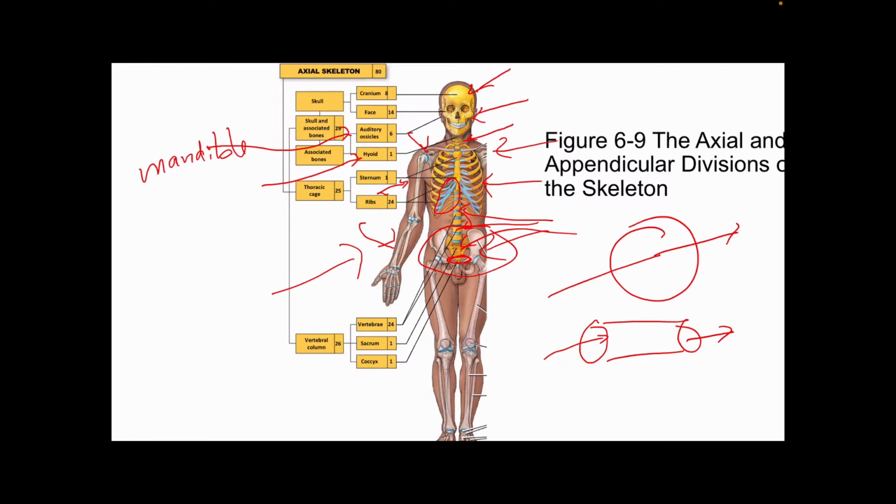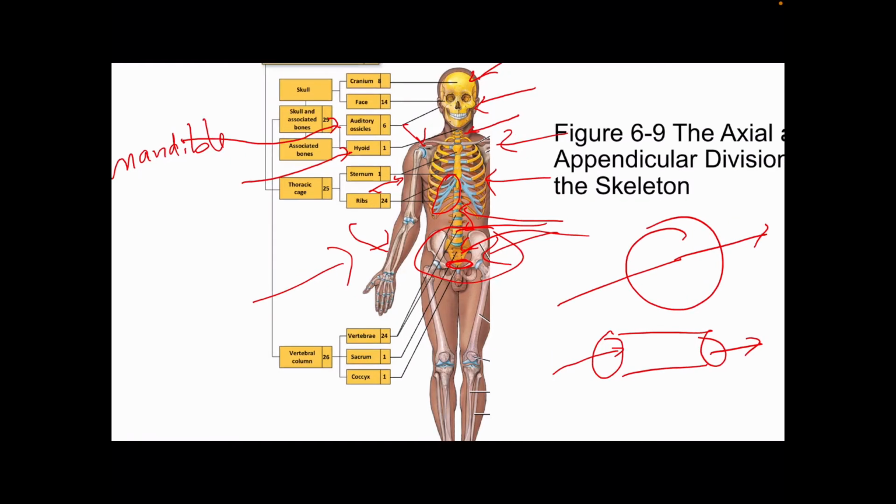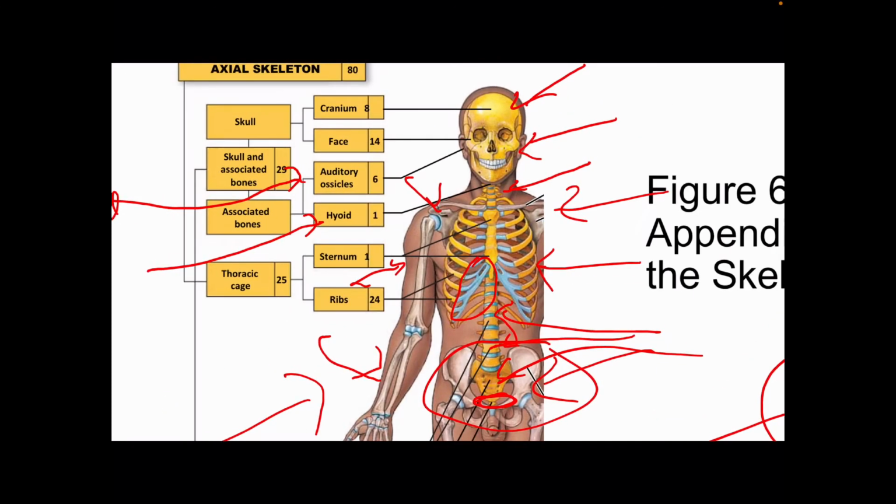Let's see here, what's on my checklist? Yes, we do want to talk about the sternum. The sternum and the manubrium are here. The manubrium and sternum are kind of the point between the middle part of the rib cage and the upper portion, and it's going to be right about where your heart is.